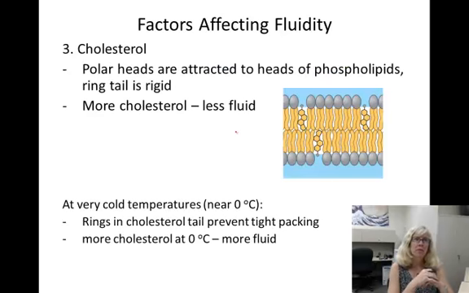Lastly, cholesterol is an amphipathic lipid with a small polar head and a stiff ring tail. Its shape means that the phospholipids cannot move as freely in the membrane when there's a lot of cholesterol around. So at normal temperatures, more cholesterol inhibits fluidity. But at very cold temperatures, where membranes normally crystallize or gel, cholesterol prevents the freezing of the membrane by physically blocking the tight packing that phospholipids would otherwise do. This is important to exothermic organisms more than to everyday mammals.